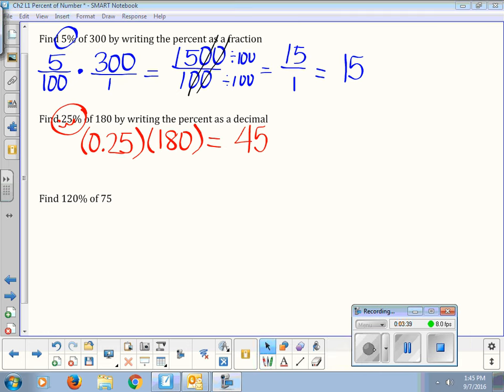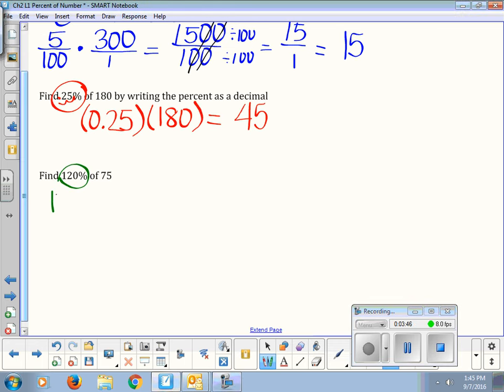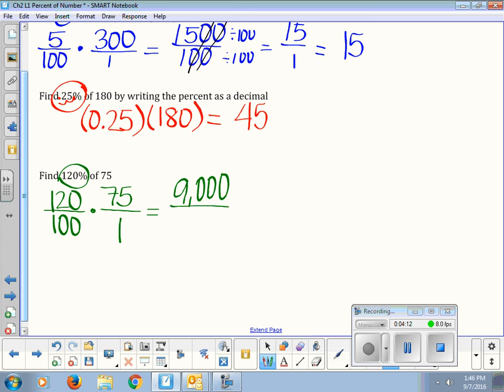Okay, so for those of you that like writing your percent as a fraction, we write 120% as a fraction. It's 120 over what number? 100, and then we're multiplying by 75, and 75 as a fraction is 75 over 1. So multiply your numerators. 120 times 75 gives us 9,000. And when we multiply 100 times 1, we get 100. We can cancel out our zeros, and we're left with 90 over 1, which we know is equal to 90.